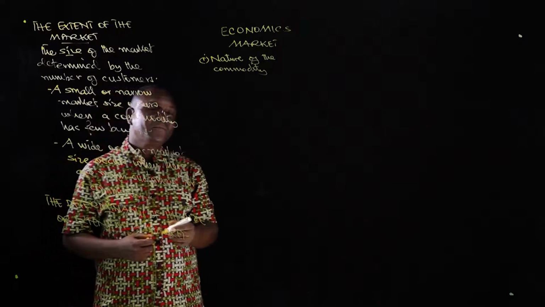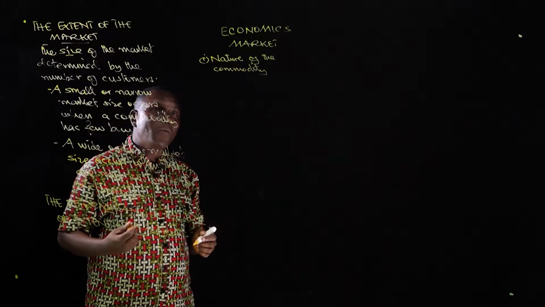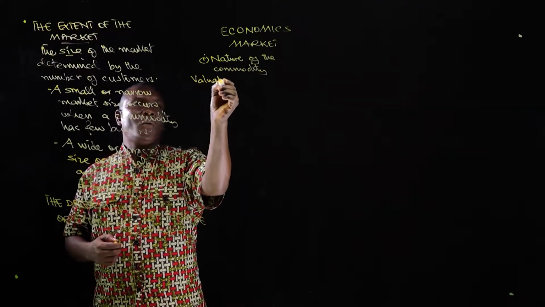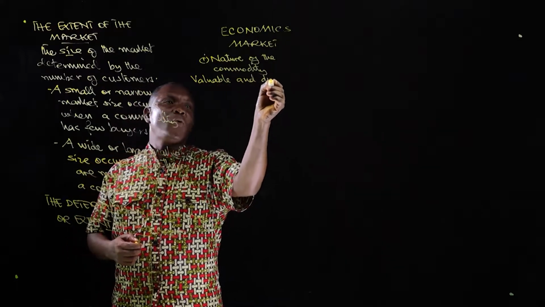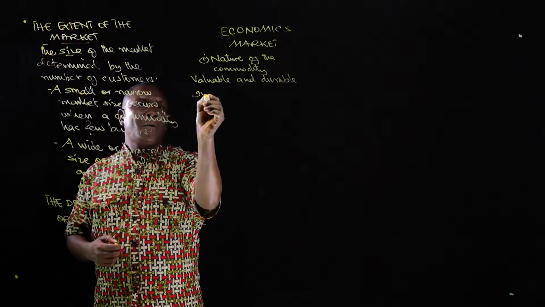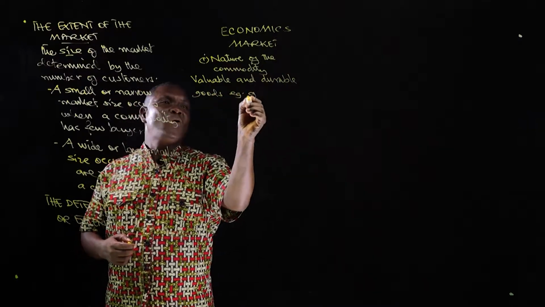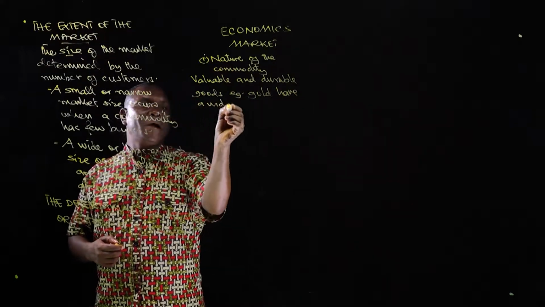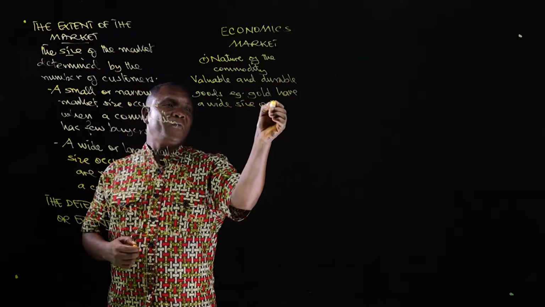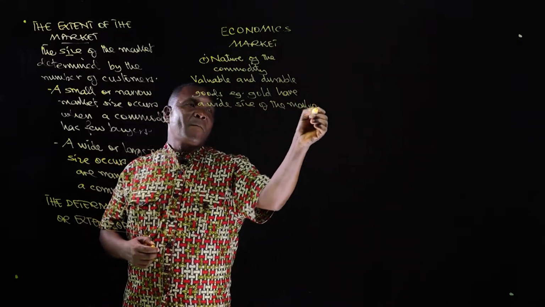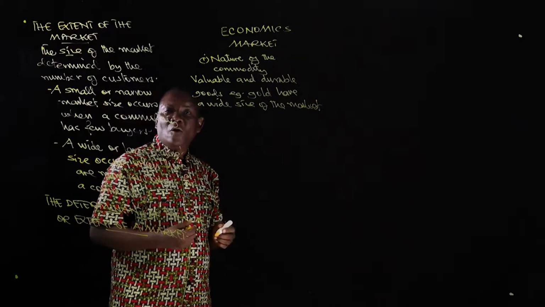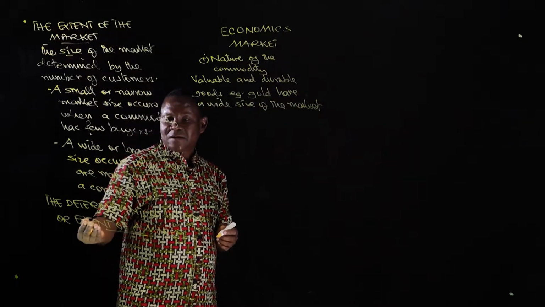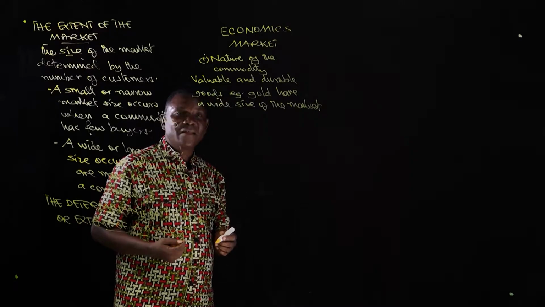Nature of the commodity. Commodities which are durable and valuable have a large market. Valuable and durable goods such as gold have a wide size of the market, a wide extent of the market. So this is one of the factors which determine the size or the extent of the market.